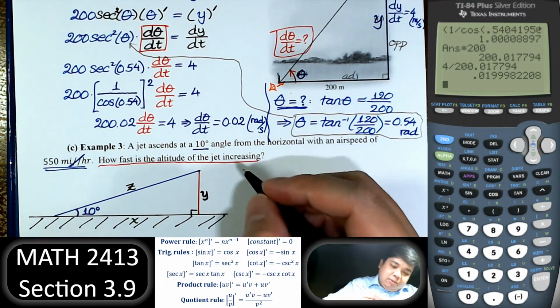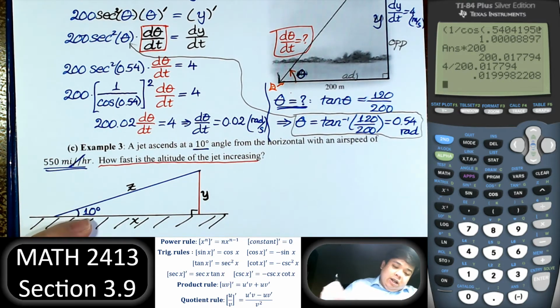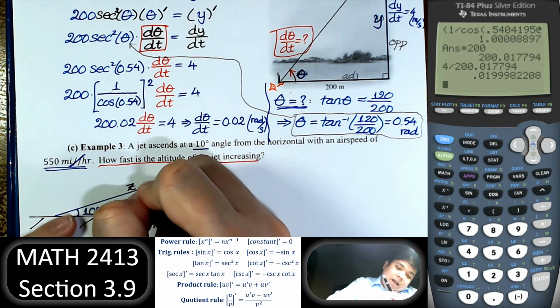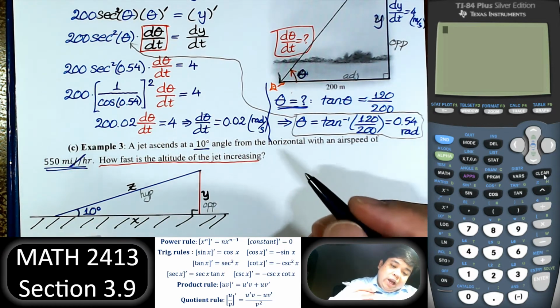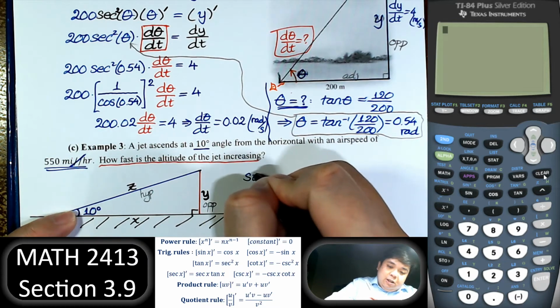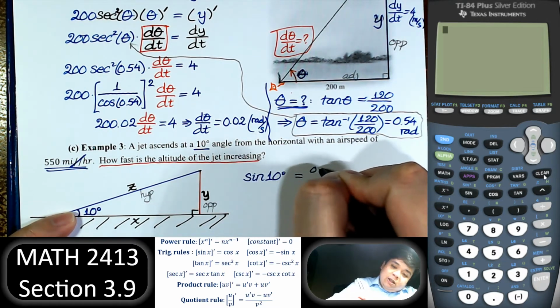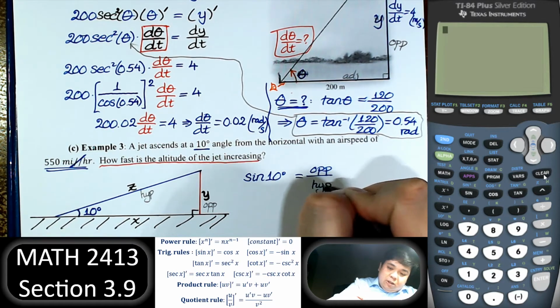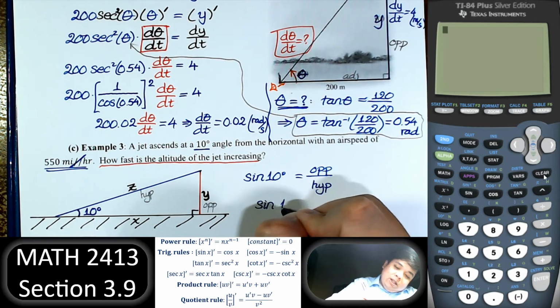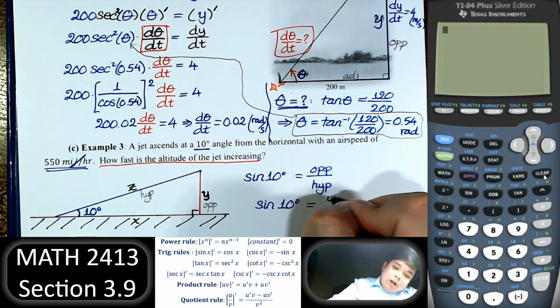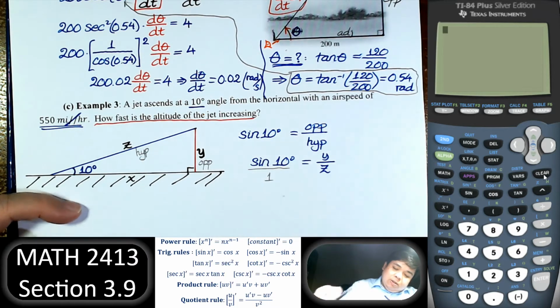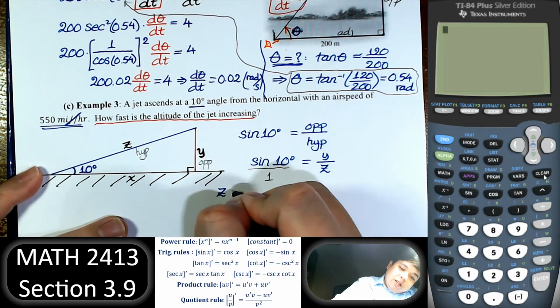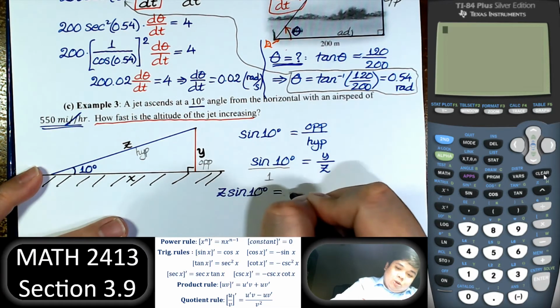So what we have here is the relation of an angle, which is having the opposite and hypotenuse. So we have sine equal to opposite over hypotenuse. In this particular case, we have sine of 10 degrees equal to opposite, which is y over z. Once again, cross multiply to simplify the equation. So z sine 10 degrees equal to y.